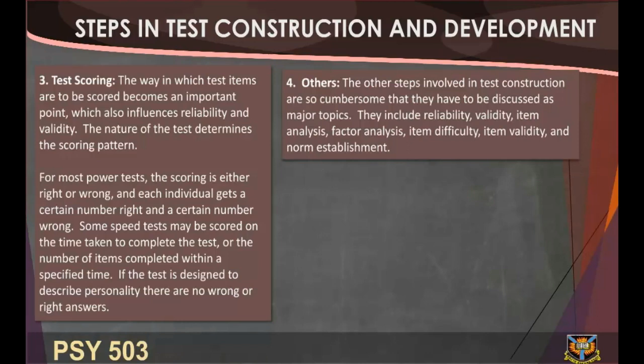4. Others. The other steps involved in test construction are so cumbersome that they have to be discussed as major topics. They include reliability, validity, item analysis, factor analysis, item difficulty, item validity, and norm establishment.